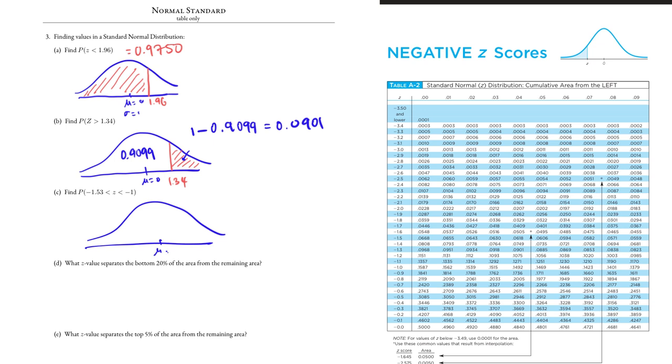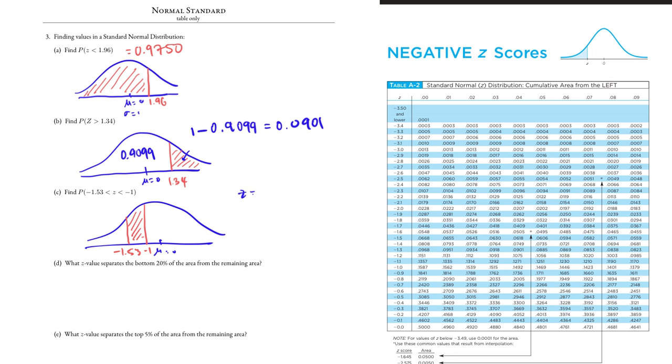Next, find the probability between the two z-scores. One is negative 1.53, which is on the left-hand side of the mean, and another one is negative 1, which is also from the left-hand side of the mean. And so we're looking for this area between the two z-scores. First, we need to find the area on the left-hand side of the larger z-score.